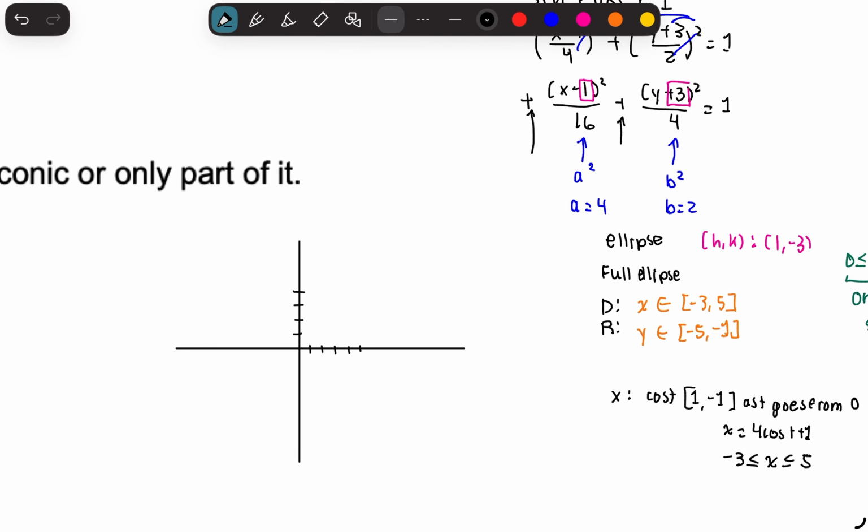Now, A is going to be under your X, so that is your horizontal. And then this is your vertical. So we're going to go wide 1, 2, 3, 4. So we're going to go this way. 1, 2, 3, 4. And up we're going to go 2. And then here you're going to go down 2.